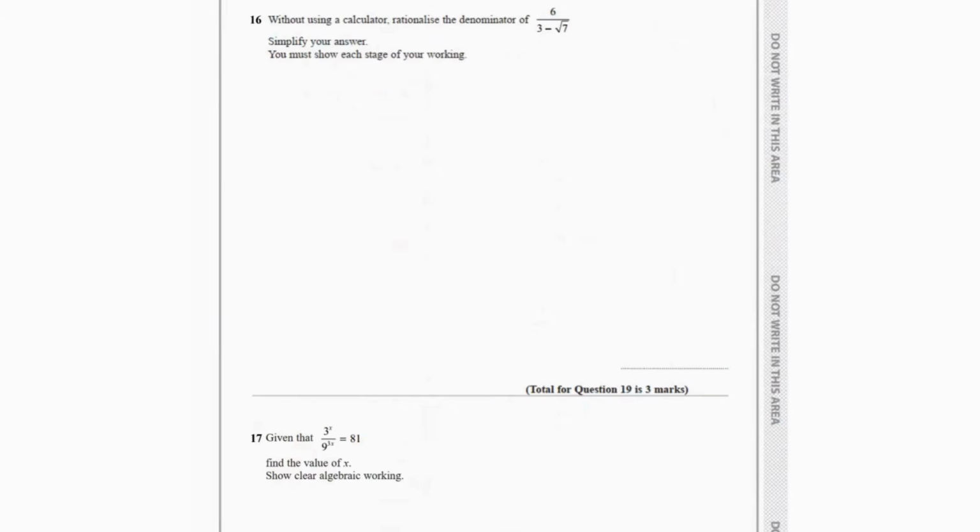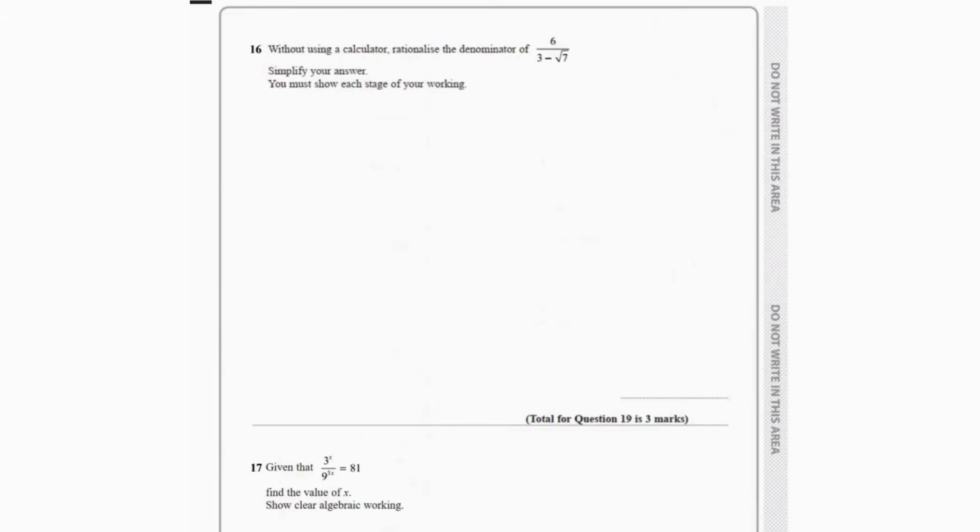Then surds. Surds also very commonly comes. So they can ask you to rationalize the denominator. So easy 3 marks. What you will do is you will multiply and divide the fraction by the conjugate. Conjugate is the same thing as the denominator, but with the opposite sign in the middle. So instead of writing 3 minus root 7, it will be 3 plus root 7.